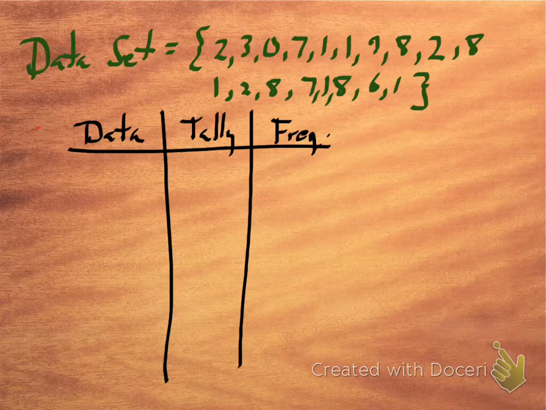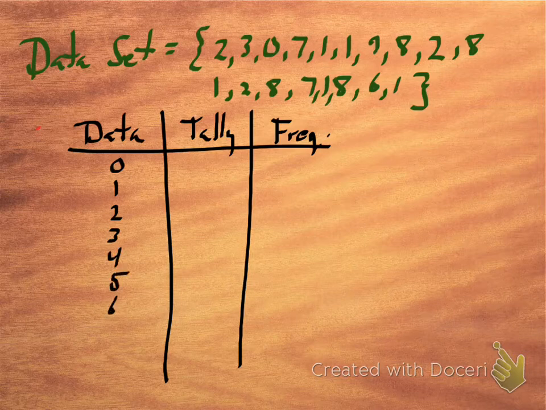Okay? Now, this is a little bit tricky. When you're doing numeric data, really quickly scan the list and look for the smallest and the biggest number. So it goes from 0 to 9. And even if you don't see a 4 or a 5, you're going to put every number down when it's numeric like this. So we're going to go from 0, 1, 2, 3, 4, 5, 6, 7, 8, 9.